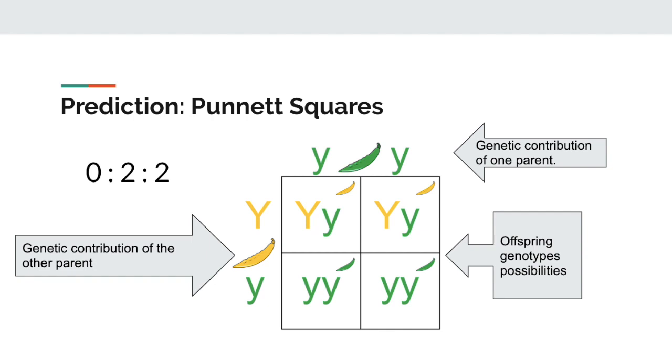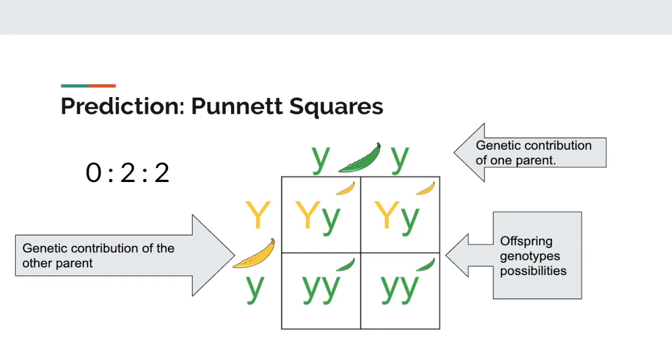When analyzing our Punnett square, we make ratios. Our graph makes the ratio 0 homozygous dominant to 2 heterozygous to 2 homozygous recessive. This can also be converted into a percentage. Each square has a value of 25%.